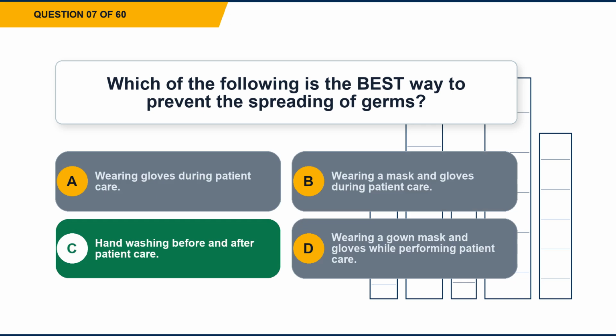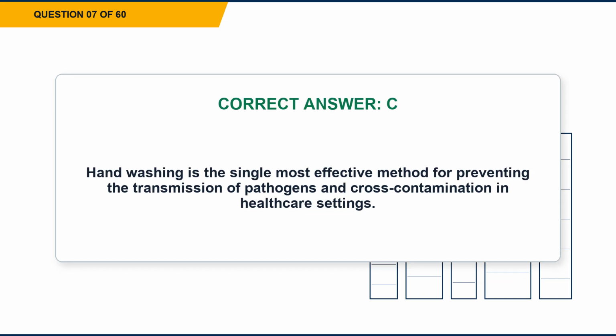The correct answer is option C, hand washing before and after patient care. Explanation: hand washing is the single most effective method for preventing the transmission of pathogens and cross-contamination in healthcare settings.